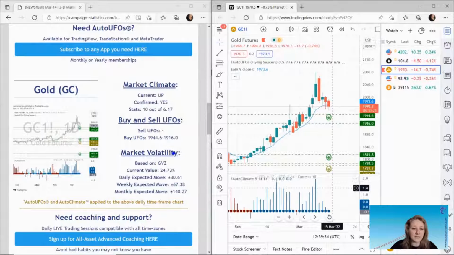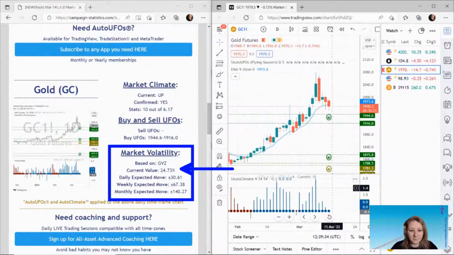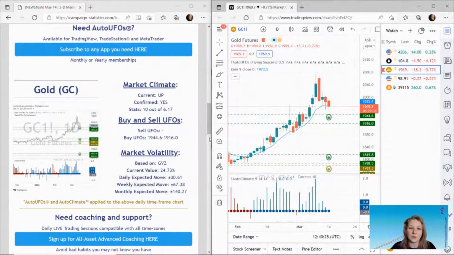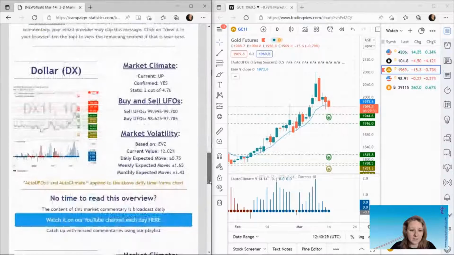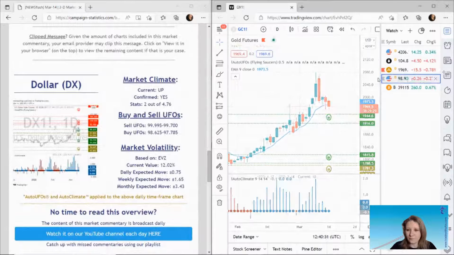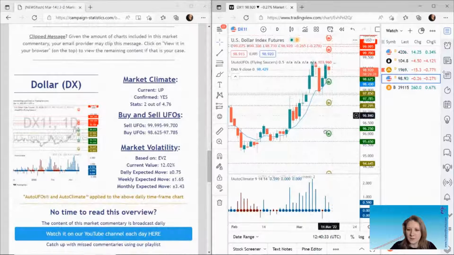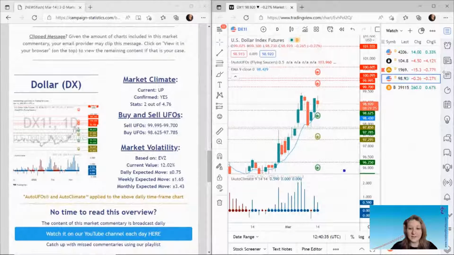Now, in terms of volatility, we would expect that gold would move up or down in 1 year by 24.73%. In a day, that's 30.61 points, up or down. In a week, 67.38 points. And in a month, 140.27 points. Again, either up or down. So that's gold. Now, the next market is the US dollar. So let's load this. The US dollar is easier than the others.